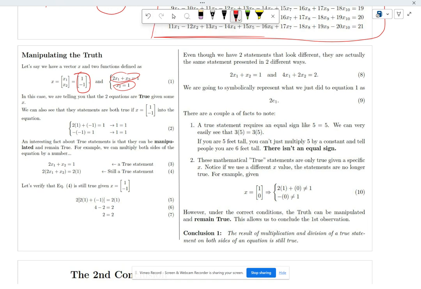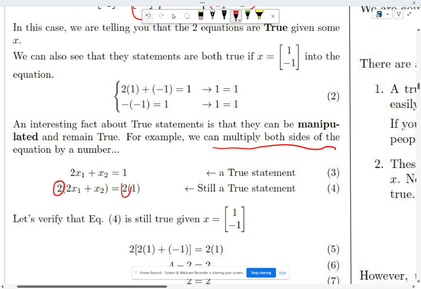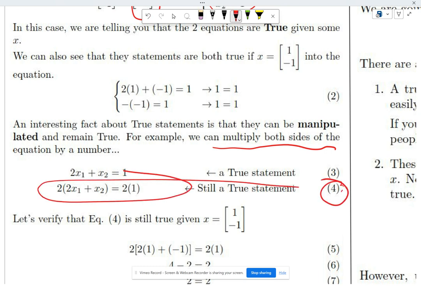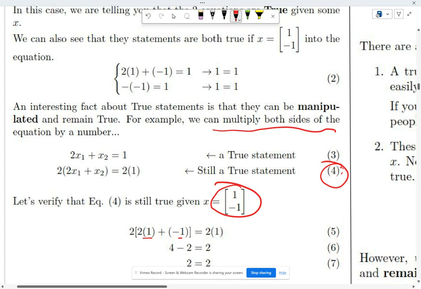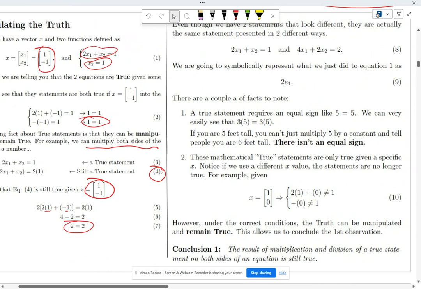The interesting fact about true statements is that they can be manipulated and remain true. For example, we can multiply both sides of the equation by a number. So this is a true statement. Now, if we multiply both sides by 2, this is still a true statement. Now, let's verify equation 4. Let's plug this in. And notice, if you plug 1 and -1, you get a statement where 2 equals 2. It's not the same statement anymore, but regardless, it's still a true statement.